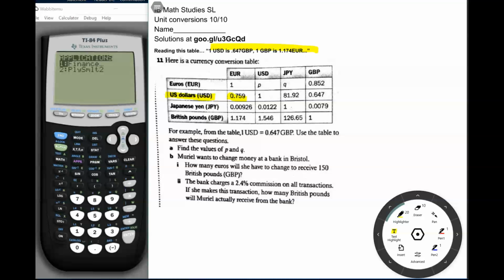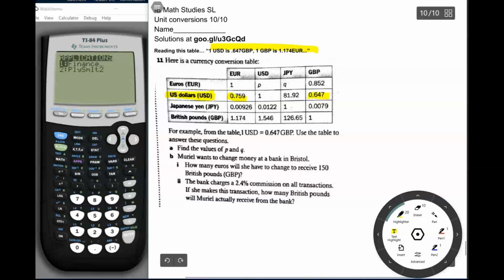Unit conversions, page 10, number 11. So basically this has an interesting table which relates a whole bunch of different currencies, and the way you read it is you say, if I have a US dollar, one US dollar is worth 0.647 British pounds.